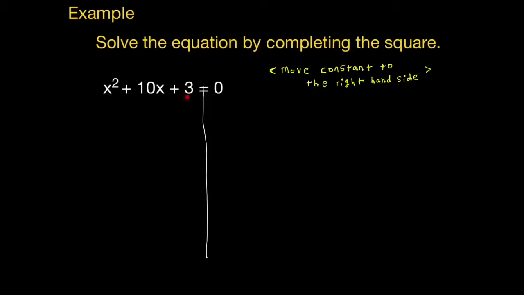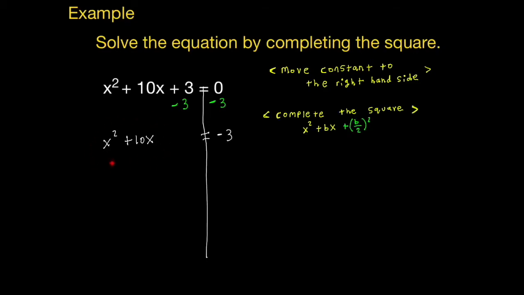In order to get the 3 to move to the right-hand side, we will do the opposite operation, meaning that we're going to have to subtract 3. Subtract 3 on the left-hand side, subtract 3 on the right-hand side. Whatever we do to one side, we have to do to the other. Doing so will leave us with x squared plus 10x. The 3 and the negative 3 cancel out, and then 0 minus 3, we get negative 3.